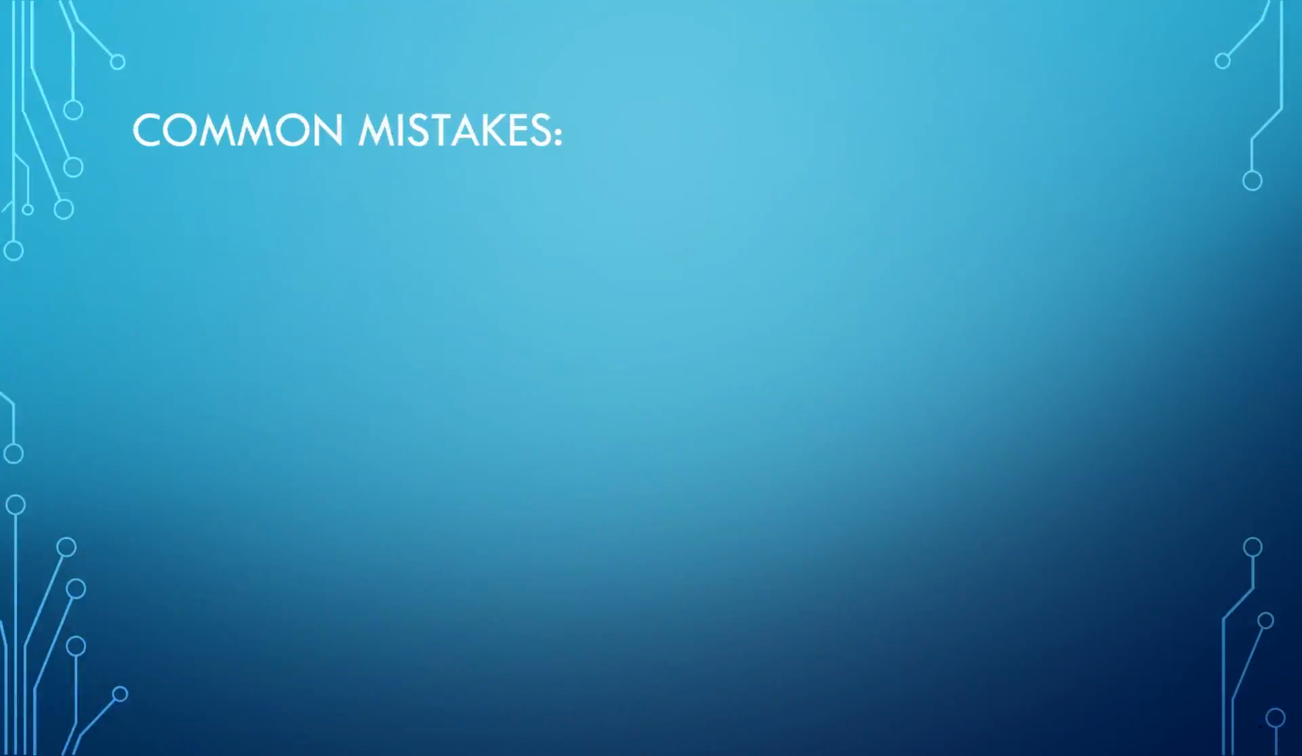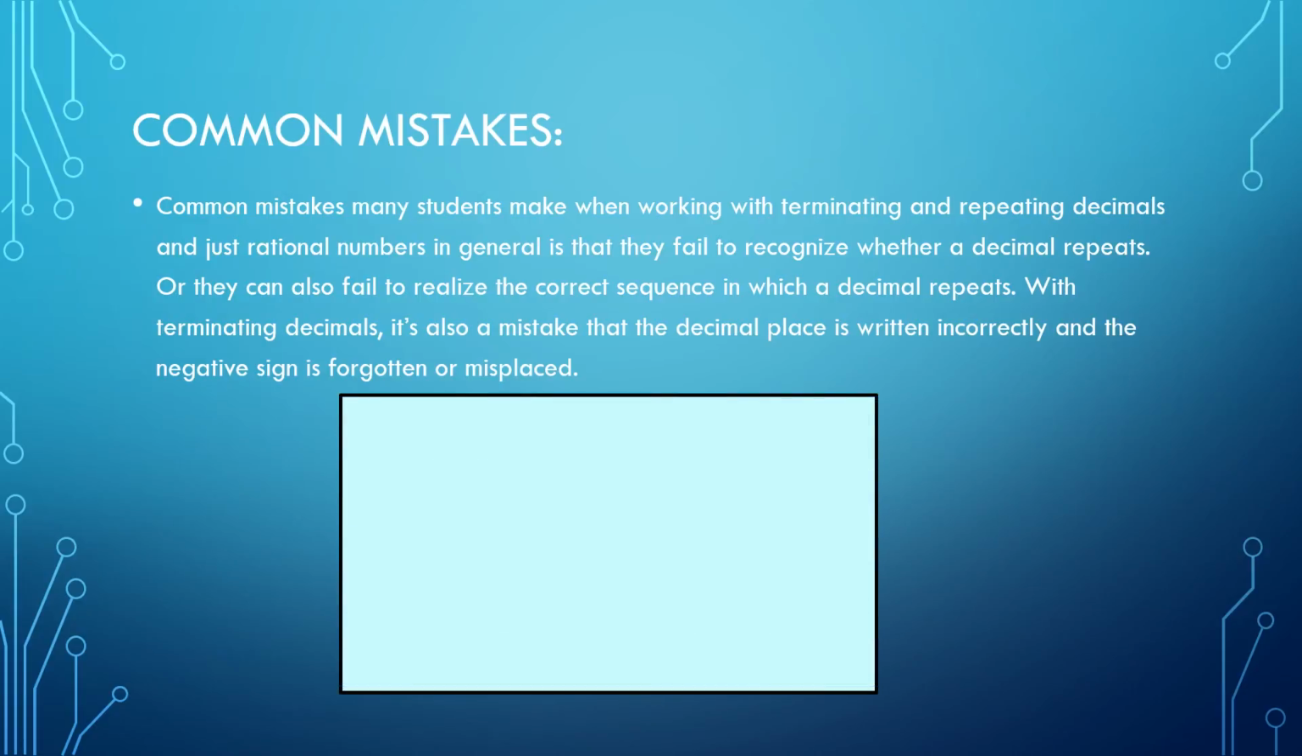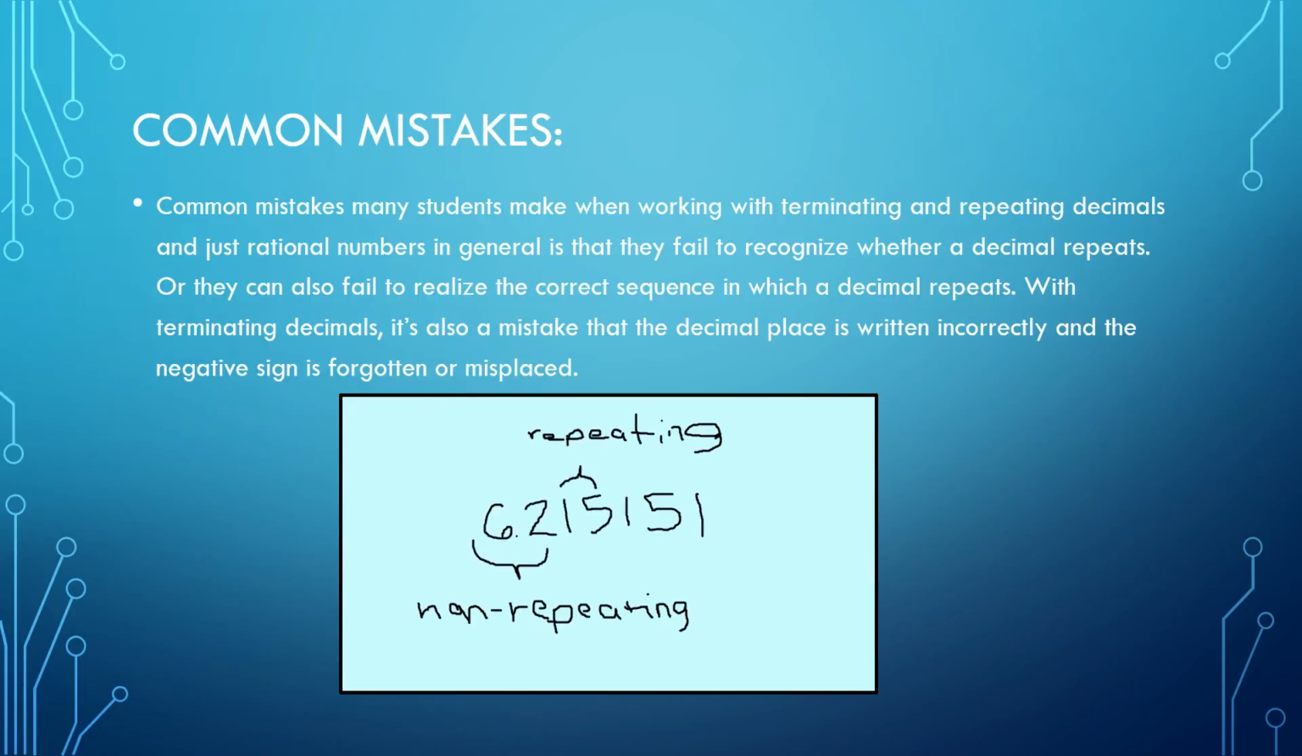Common mistakes many students make when working with terminating and repeating decimals, and rational numbers in general, are that they fail to recognize whether a decimal repeats, or they do not realize the correct sequence in which a decimal repeats. With terminating decimals, it's also a mistake that the decimal place is written incorrectly and the negative sign is forgotten or misplaced. Here's an example.